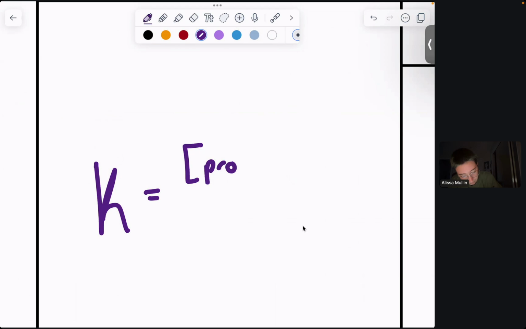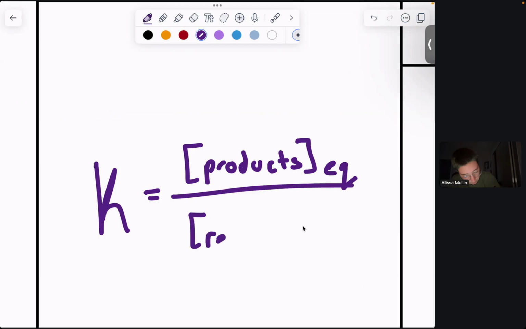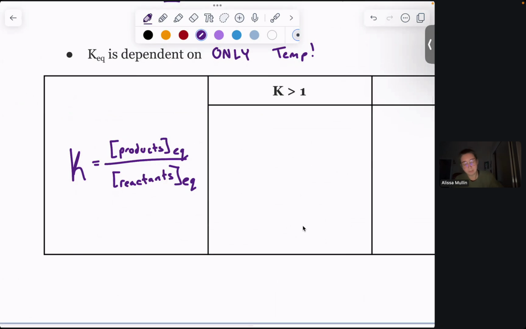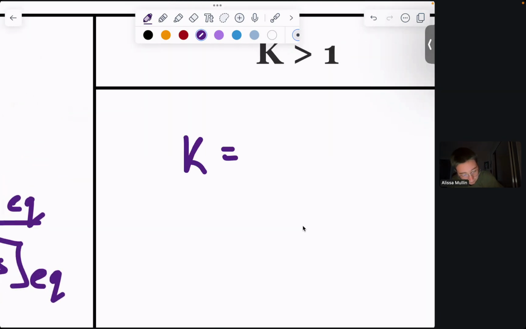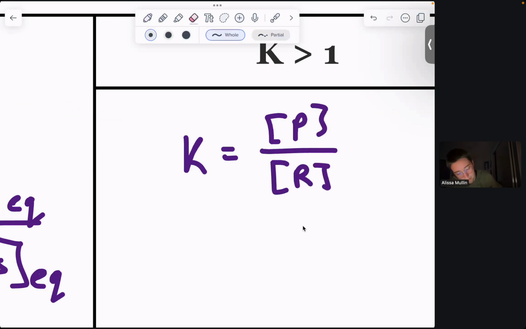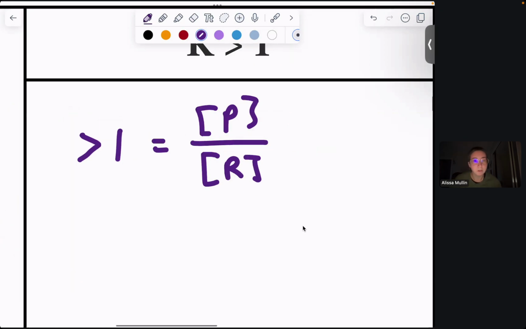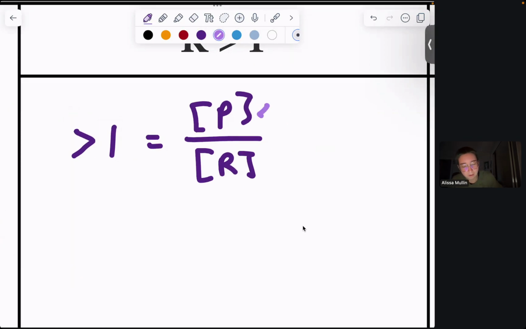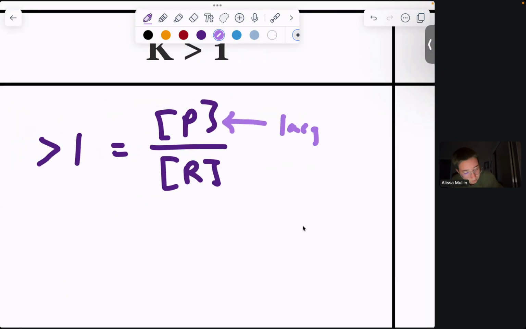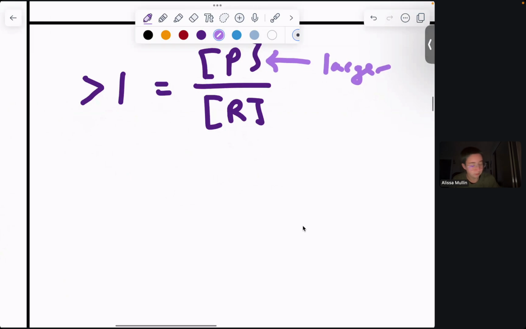So remember, K is this, right? I bet you could do this on your own. But if we do this expression, taking the concentration of our products and the concentration of our reactants, and you end up getting a value that is greater than 1, all you math geniuses out there, the numerator must be the bigger thing, right? So if you get a K that is larger than 1, that is going to indicate that you have a reaction in which products are favored at equilibrium.